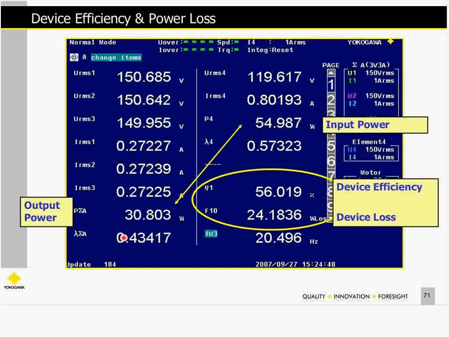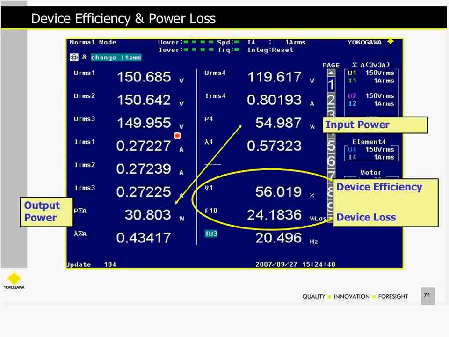So here's an example of our drive efficiency. This was the input power, about 55 watts. The output power, almost 31 watts. And our efficiency is calculated, in this case, at about 56%. We can also look at the watt loss, the power loss within that device. And efficiency is pretty low because the motor is not loaded. It's running at a very low speed in this example.